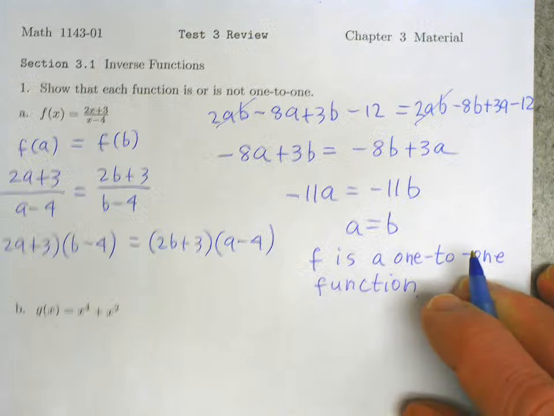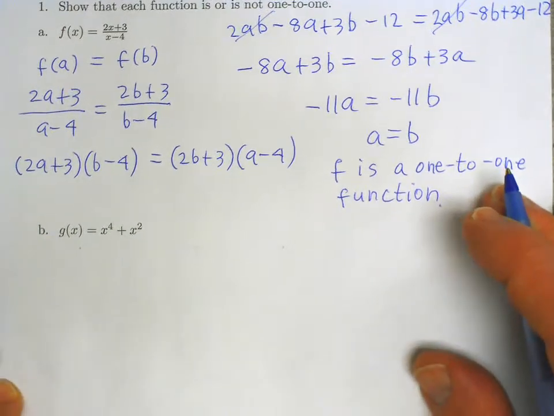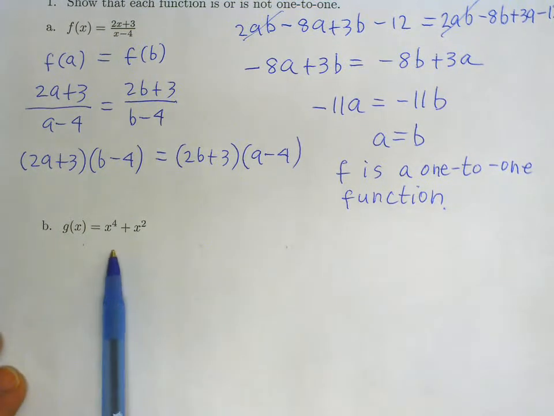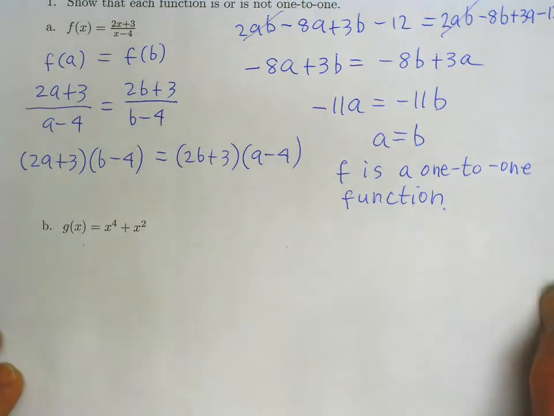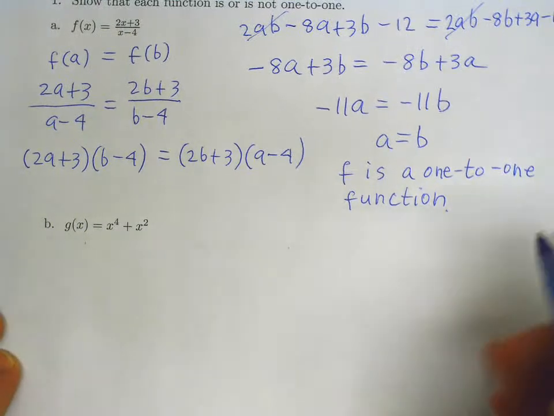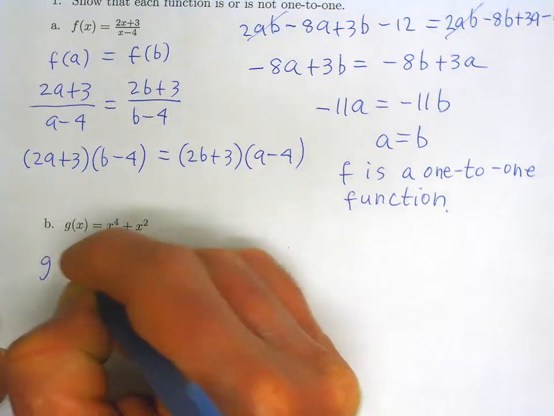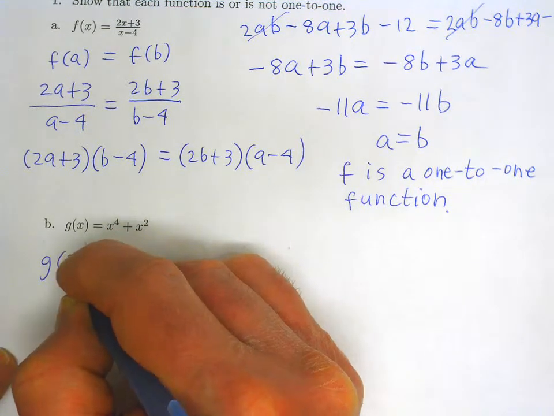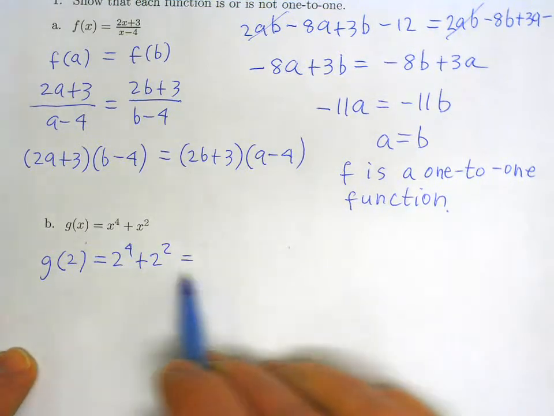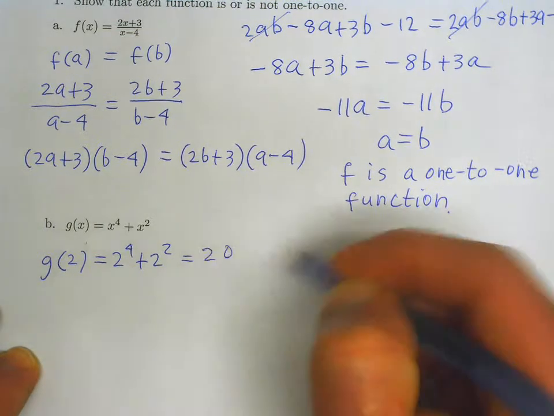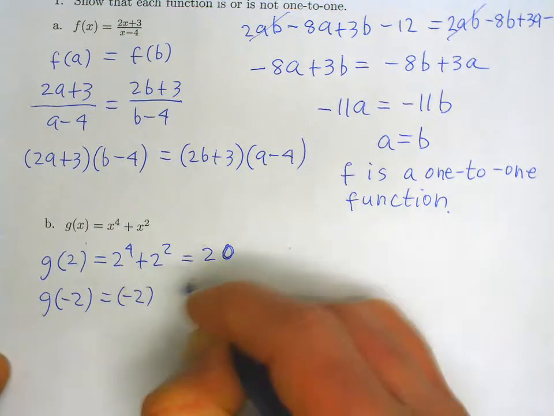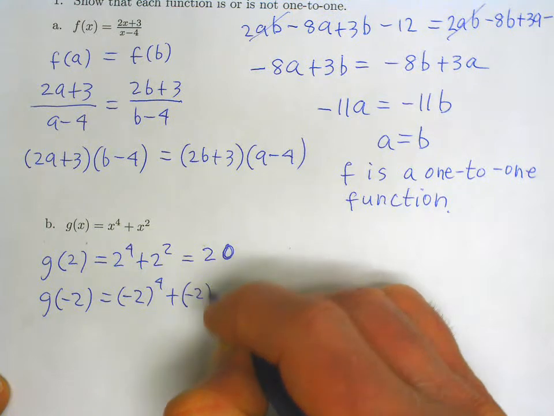Okay, in the next example, part B, g of x equals x to the fourth plus x to the second. So we recognize this degree 4 polynomial function as an even function. We know ahead of time that it's not one-to-one. So we can show by example, for example, G of 2 is 2 to the 4th plus 2 to the 2nd, or 16 plus 4, or 20. And also G of negative 2, which is the number negative 2 to the 4th plus the number negative 2 to the 2nd, is also 20.